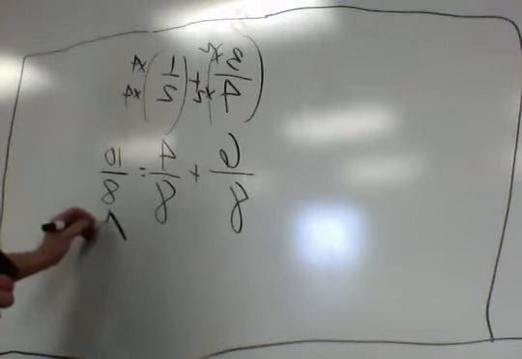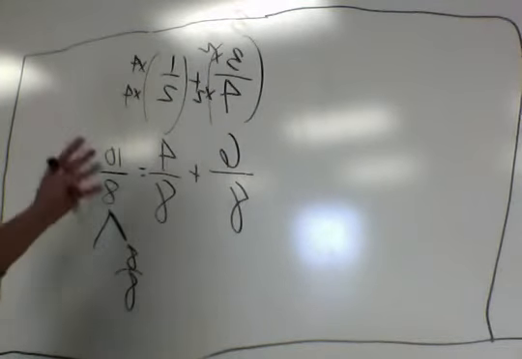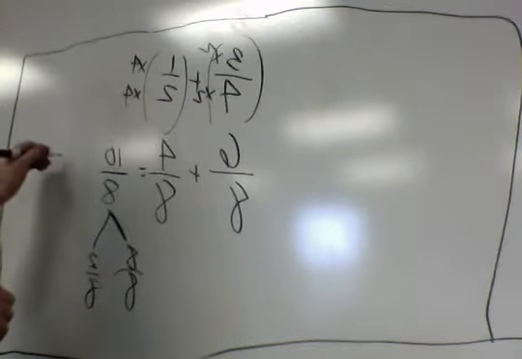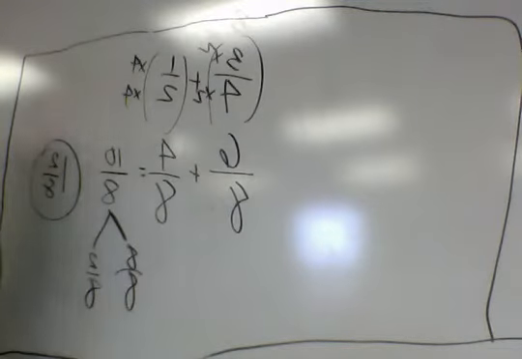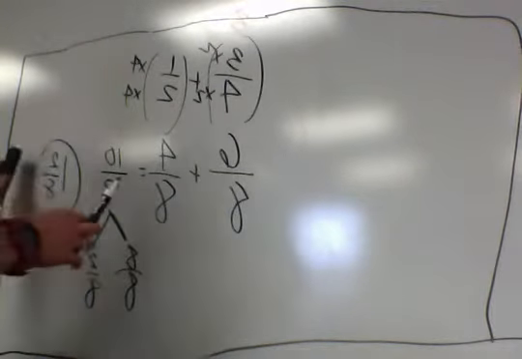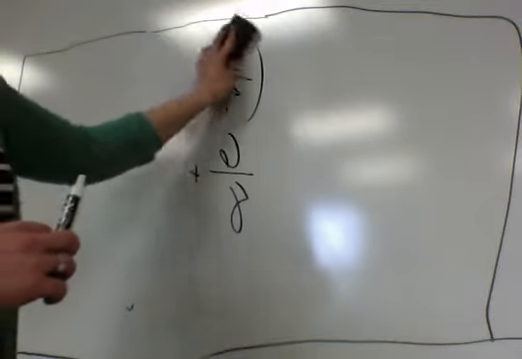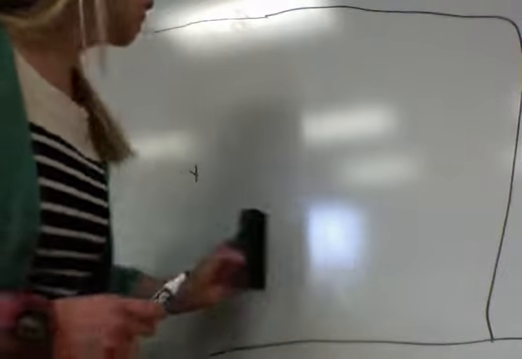So 10/8 broken down would be 8/8 because that's 1 whole. I took 1 whole out of it. What do I have left? 2/8. So my answer would be 1 and 2/8. A mixed number is basically saying you have a mixture of whole numbers and fractions.